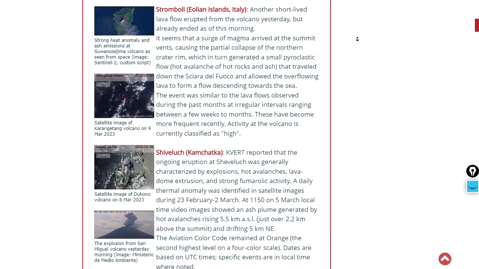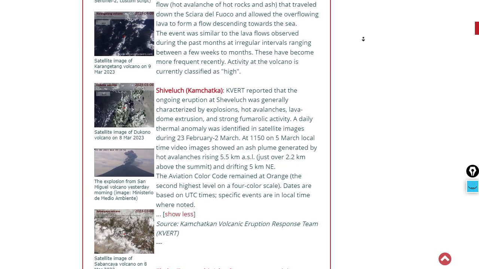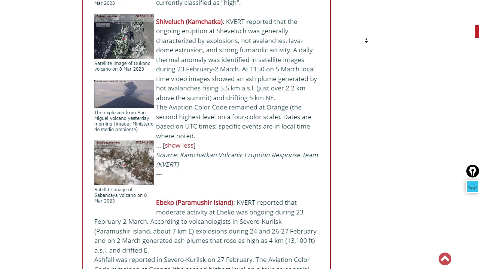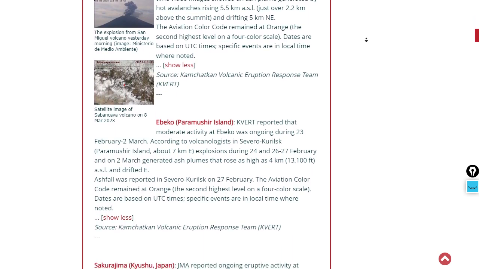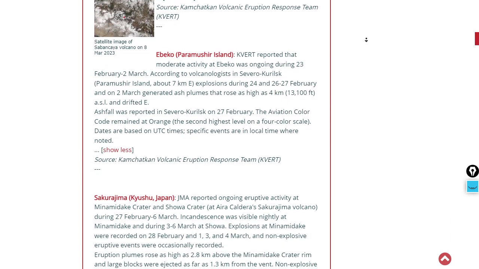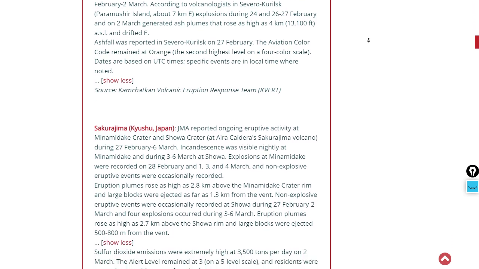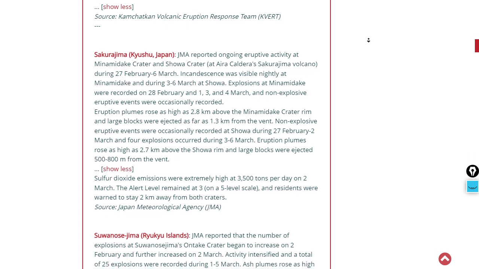Stromboli is erupting. Volcanic alert level classified as high. Shiveluch is classified as orange on a 4-color scale, the second highest alert level. So Shiveluch also erupting there. Ebeko on Paramushir Island, that one is also orange on the 4-color scale. Sakurajima has produced some lava bombs and very high sulfur dioxide emissions.